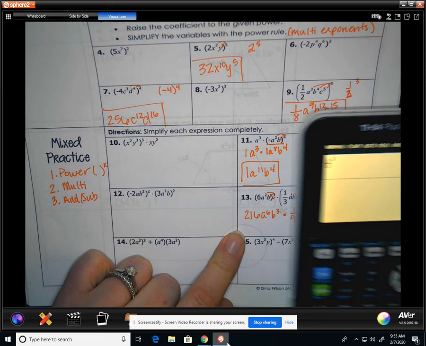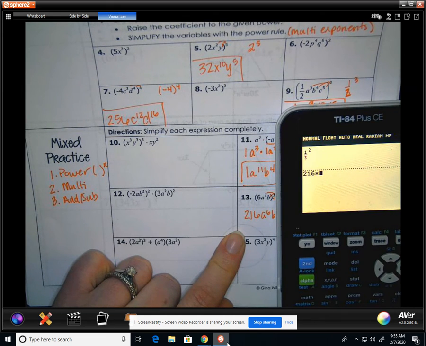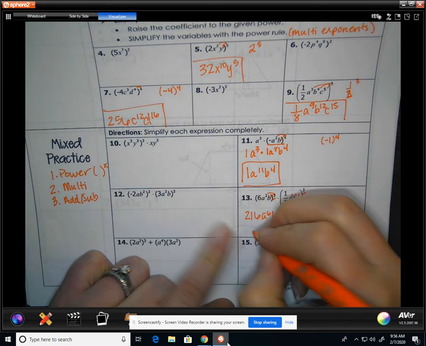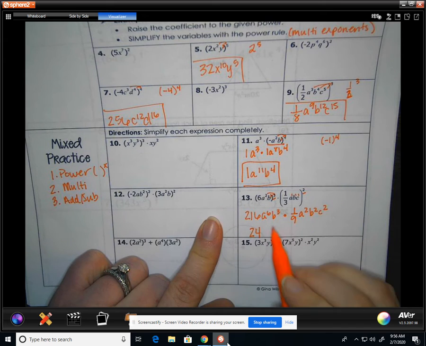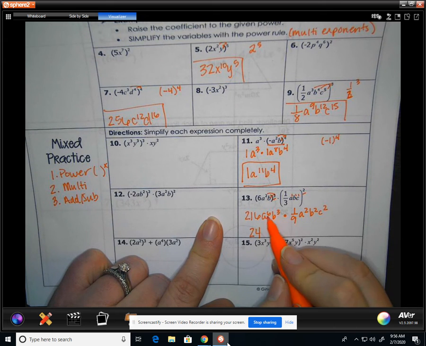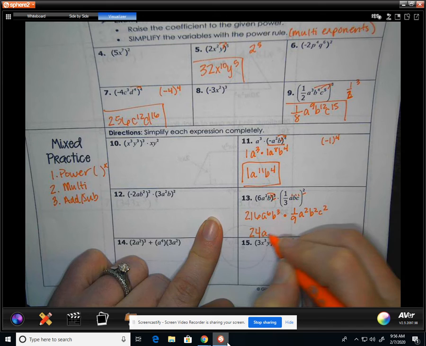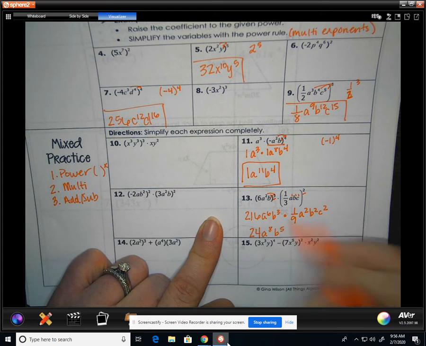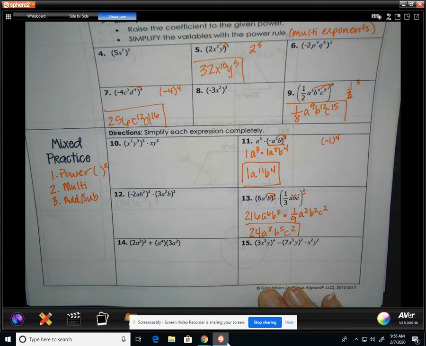So I'm going to do 216 times 1/9, which will give me 24. When you're multiplying, you add these exponents. So 6 plus 2 gives me a to the 8th. B's, 3 plus 2 gives me b to the 5th. And C's, I have 0 and 2, so 0 plus 2 is 2. So my answer is 24, a to the 8th, b to the 5th, c squared.